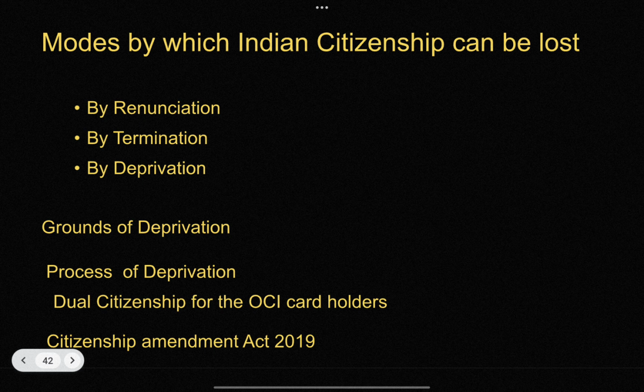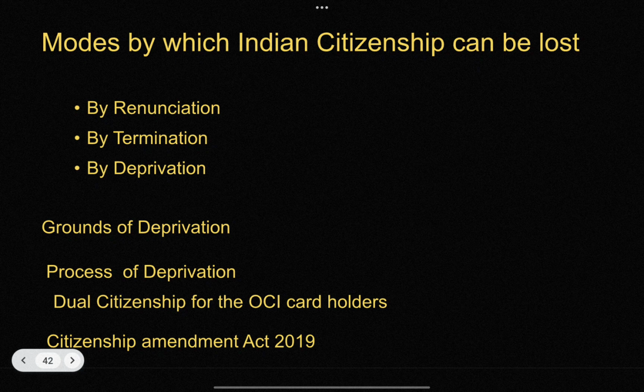There is a process of deprivation, and we are going to discuss that process. A person can be deprived of his or her Indian citizenship after an inquiry is conducted by a committee headed by a person who has held a judicial office in the country for at least 10 years.